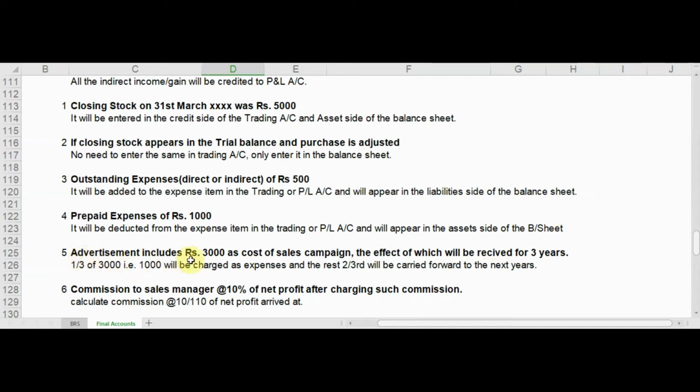Next, advertisement includes rupees 3000 as cost of sales campaign, the effect of which will be received for 3 years. So, in this year, only one third of the total expense will be charged to revenue. That is, one third of 3000, 1000 will be charged as expenses, and the rest two thirds will be carried forward to the next years.